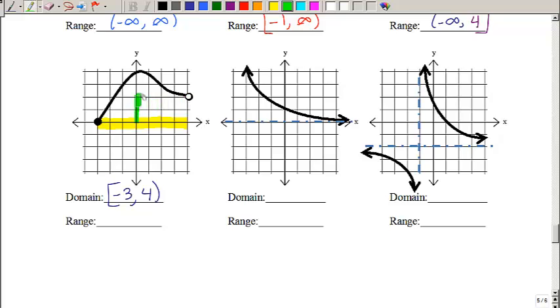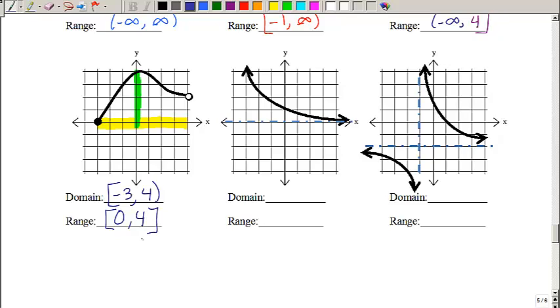Well, no, because I have more y values higher than it. I can go all the way up from 0 to 1, 2, 3, 4. So my range is 0, comma, 4. Can I include 0? Absolutely, that's a closed point. Can I include 4? Absolutely, that's also closed.